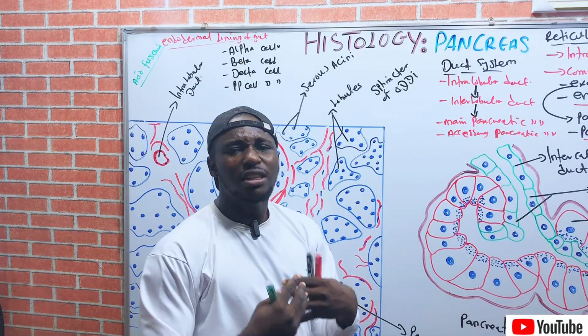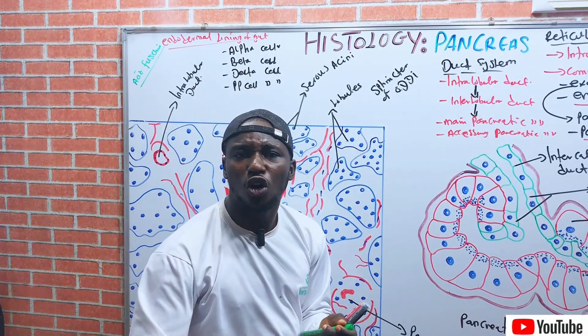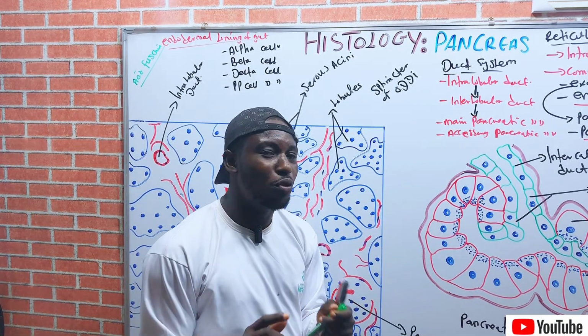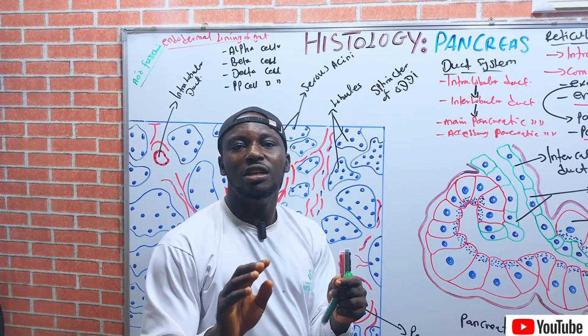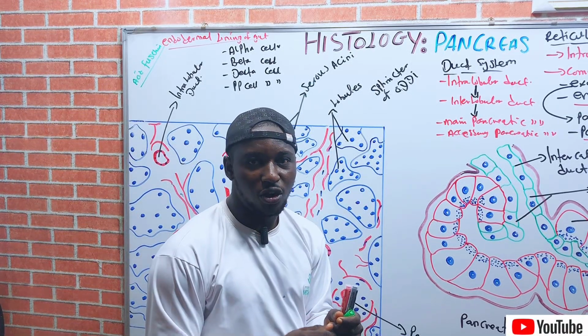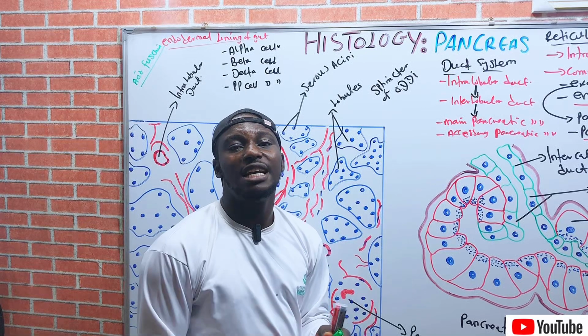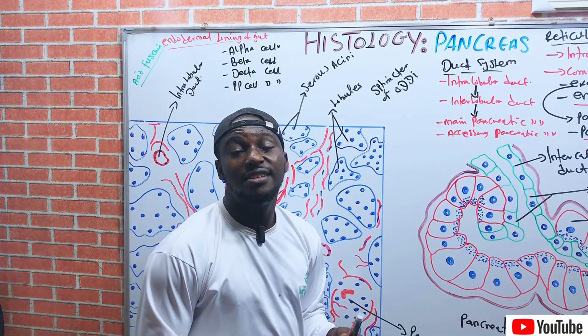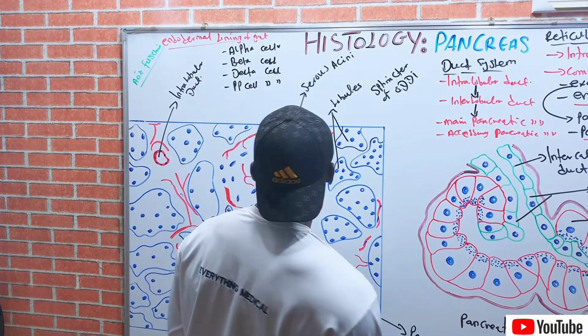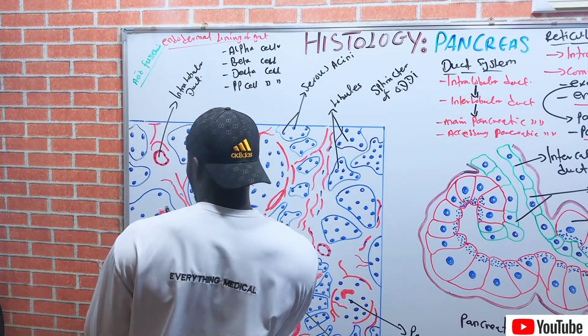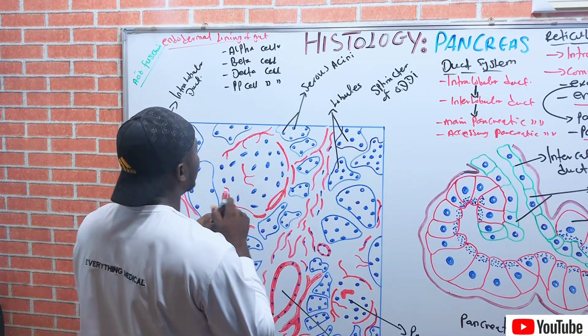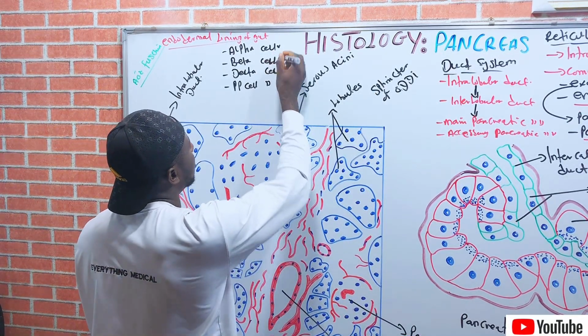When viewed on an electron microscope, these alpha cells appear rounded or ovoid on section. Now, what does it secrete? The alpha cell secretes the hormone glucagon. So the next we shall be discussing is the beta cell.